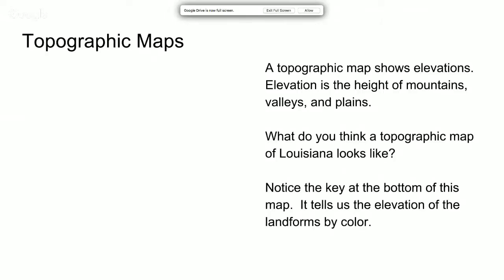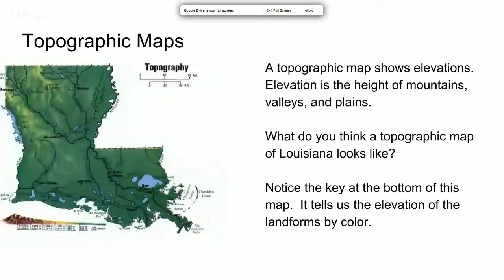Like going up. Yes, going up, how high something is. So elevation would tell us the height of the land, like how high a mountain is, for instance. So what do you think a topographic map of Louisiana would look like? Yes. All the mountains and hills.